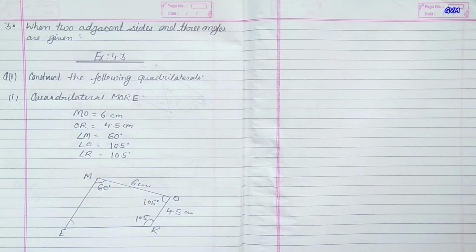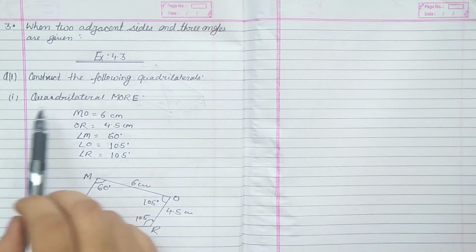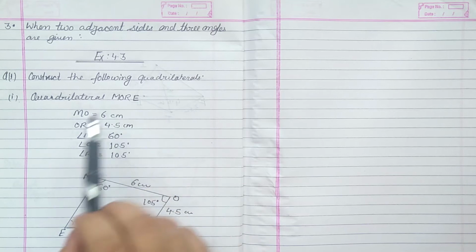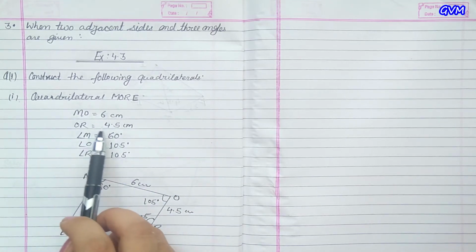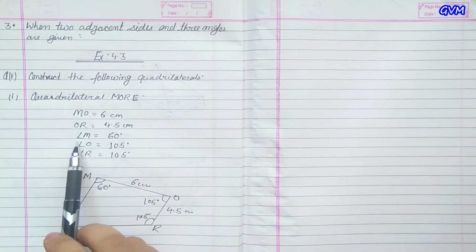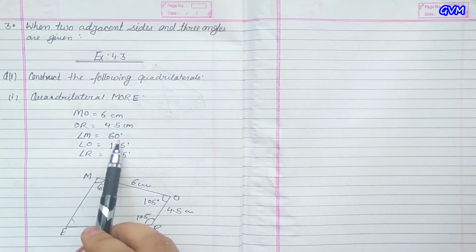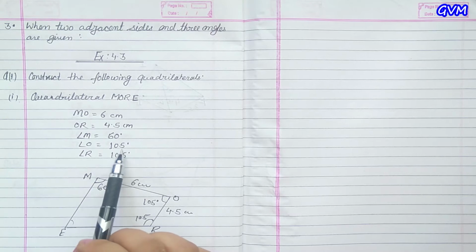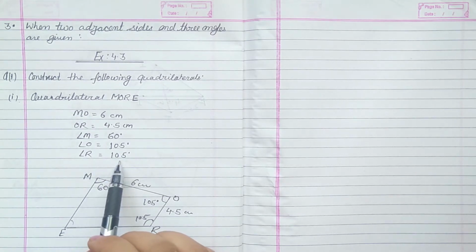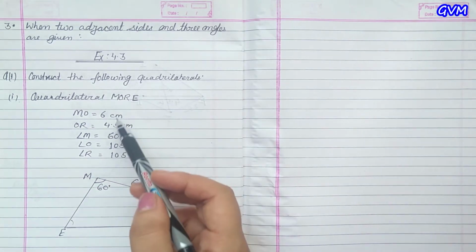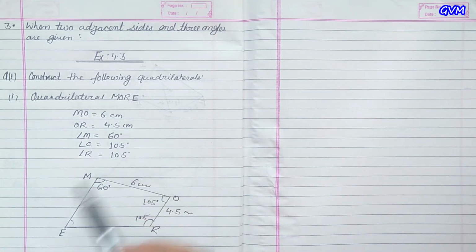Okay, so let's take the first question, quadrilateral MORE, where MO is equal to 6 centimeter, OR is equal to 4.5 centimeter, angle M is 60 degree, angle O is 105 degree, angle R is 105 degree. Okay, so we are given 2 adjacent sides and 3 angles.